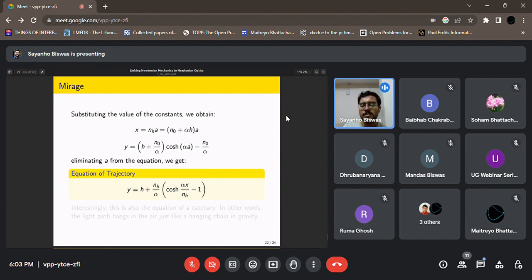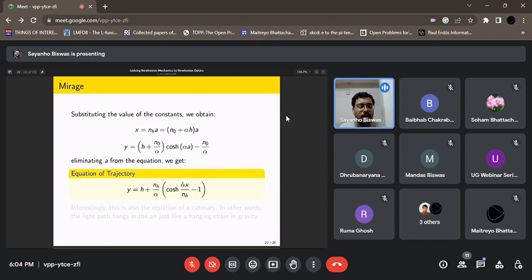From the first x equation, I am substituting the A, because A can be written as x by nh. I did a little bit of rearrangement here and there, which you are encouraged to try out at some point. And after the rearrangement, our equation turns up to be something like this: y is equal to h plus nh by alpha in brackets, cosine hyperbolic alpha x by nh minus 1. This is what I have as the equation of trajectory.